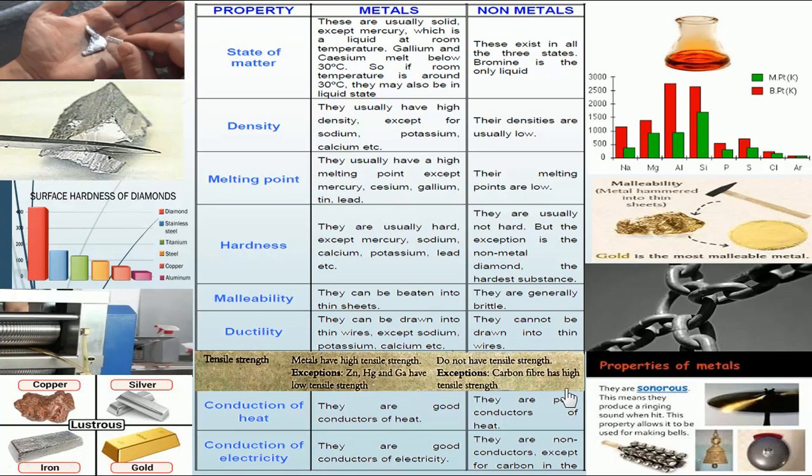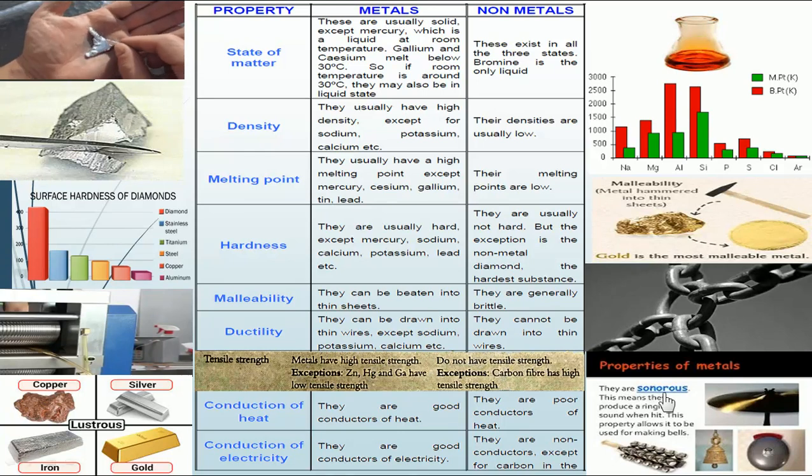We're going to see some other properties like lustrous, which means shining. Look at this picture: copper, silver, iron, gold, all are shining. It means metals are lustrous. What about non-metals? They are non-lustrous, so they do not shine. The exception is iodine, which has a shininess, so we can say iodine has the lustre property.